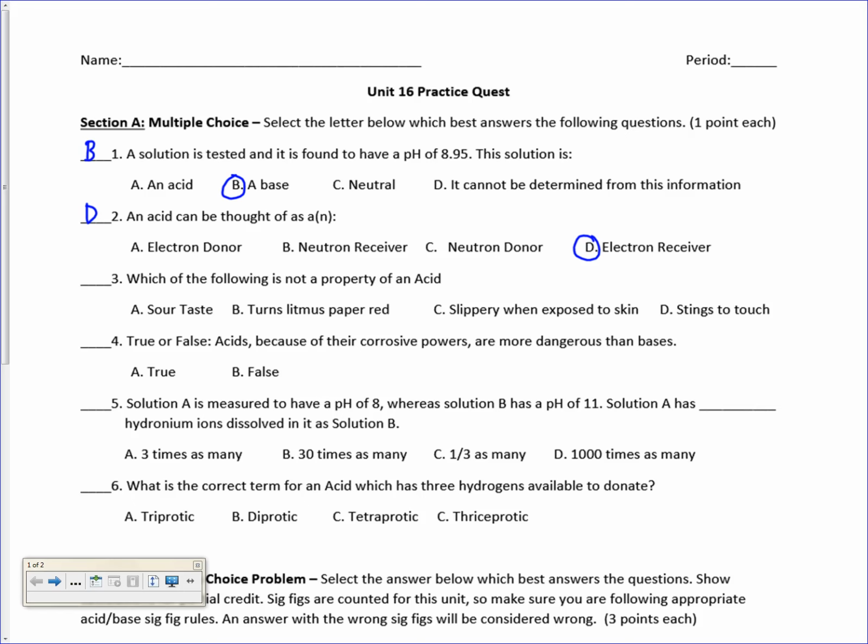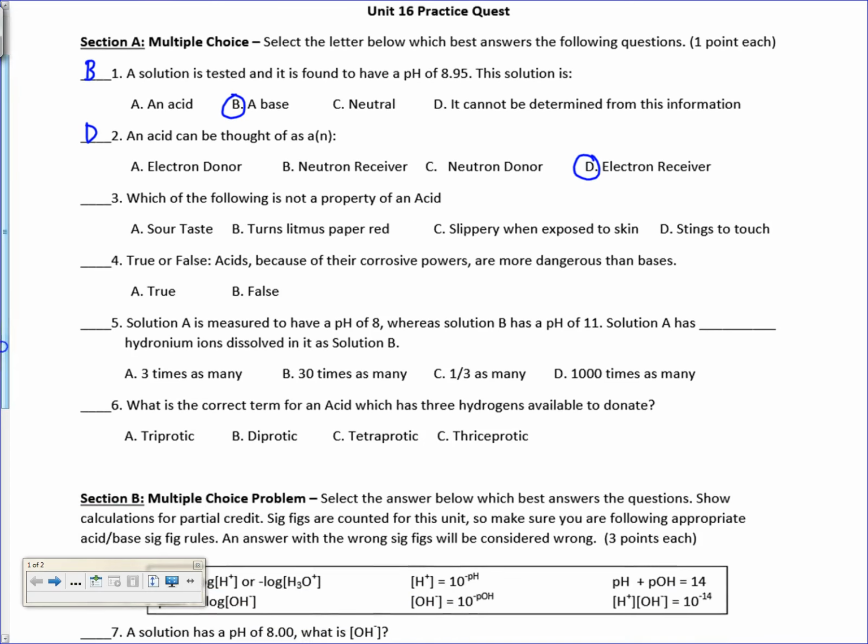Number 3, which of the following is not a property of an acid? So there are 6 properties of acids and 6 properties of bases. You need to familiarize yourself with those. This one, C here, is actually a property of a base. If you expose an acid to your skin, it stings and burns. If you expose a base to your skin, at first it will feel slippery.